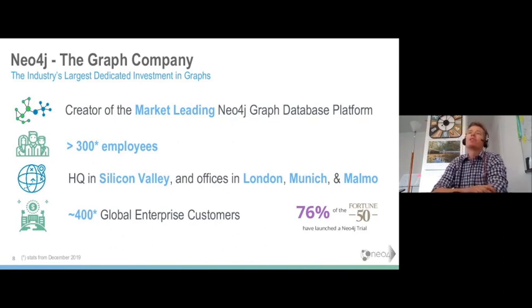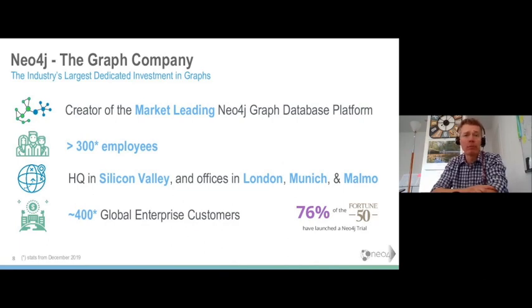So about Neo4j. Neo4j is today the industry's largest dedicated investment in graphs. Neo4j has been around for more than 10 years. We can claim that we created the graph database category. We are by far the market leading graph database. When we started out before 2010, there were no graph databases. We were the first to create an open source graph database, long before any others were on the market, and that puts us in the position we are in today, being the market leader.